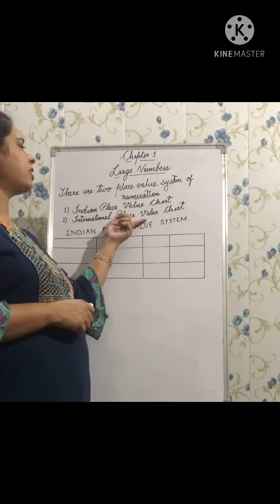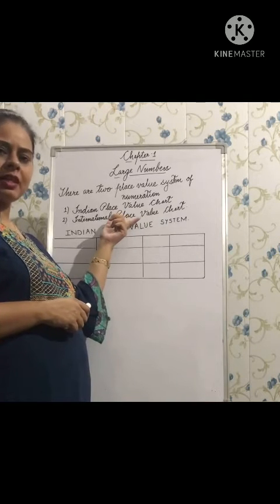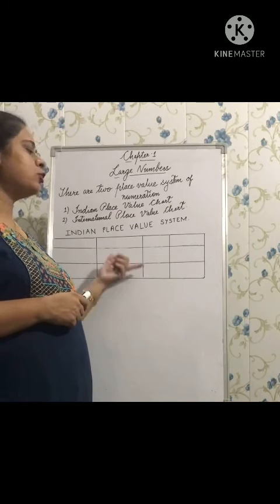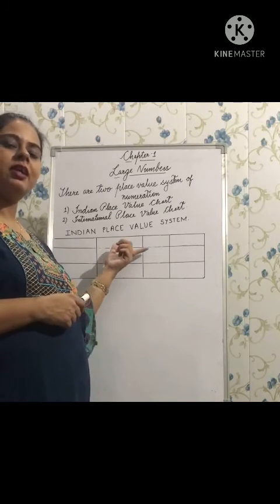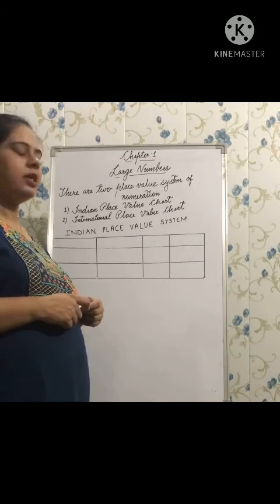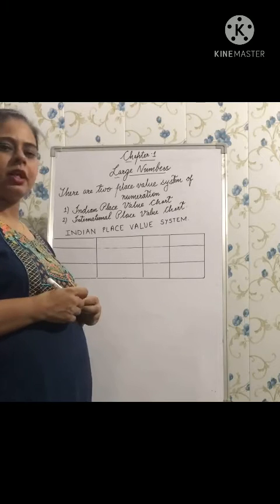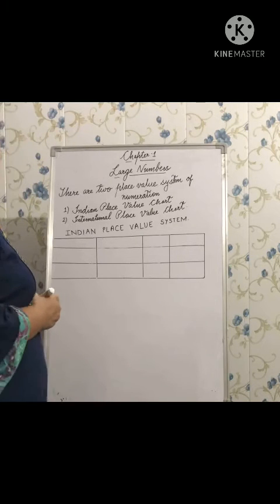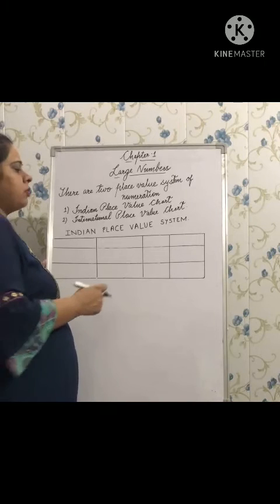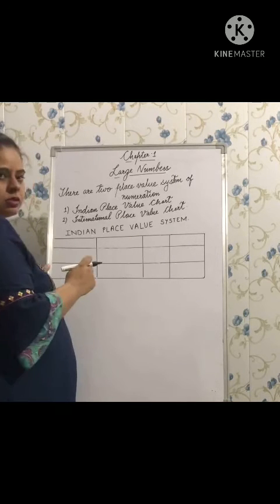Moreover, we have done what is place value system in our previous classes also. What is place value? Place value determines the position of a digit in a number. So, let's see first of all the Indian place value system. In the Indian place value system, there are four periods.